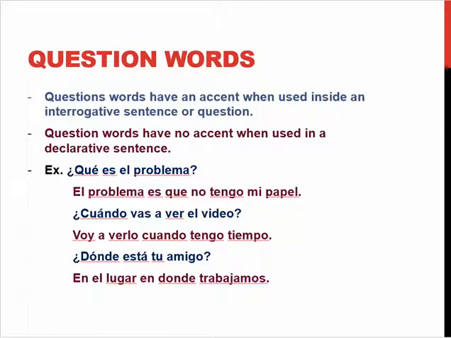The last example. ¿Dónde está tu amigo? Where is your friend? Dónde, in this case, meaning where, gets a lovely little accent mark because it's part of a question. But in the declarative sentence below, it does not. En el lugar en donde trabajamos. In the place we work in. Which is probably horrible grammar, but that's fine.